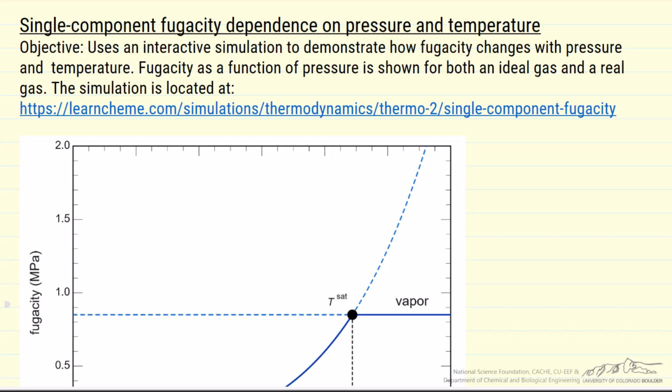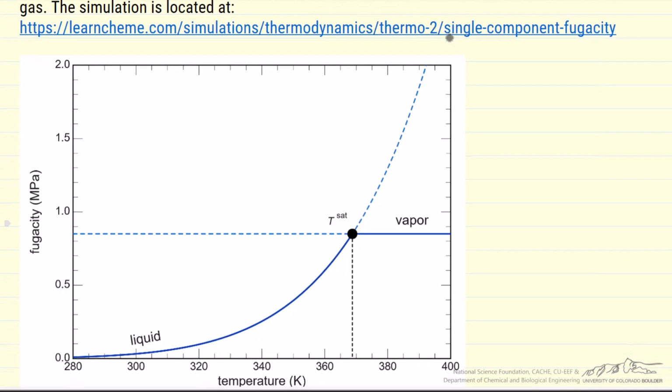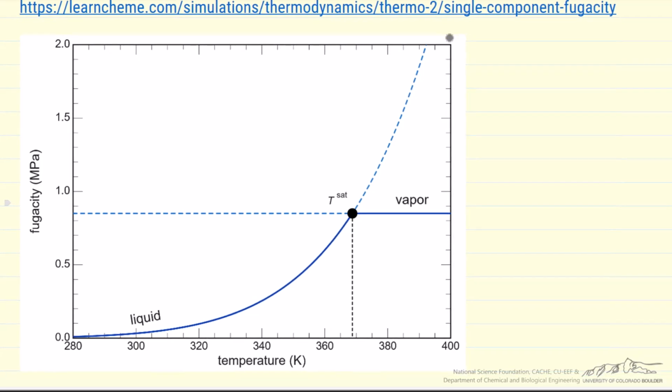I'm going to use an interactive simulation to describe how fugacity for a single component changes with temperature and changes with pressure, and a link to the simulation is given here. So if we look at a figure from that simulation, this is fugacity as a function of temperature.